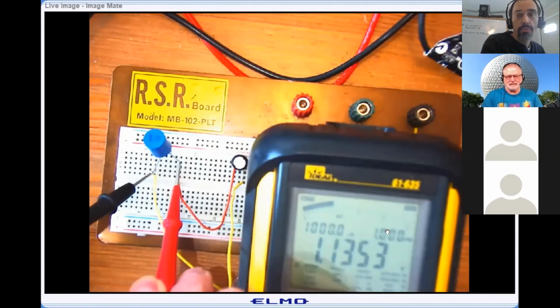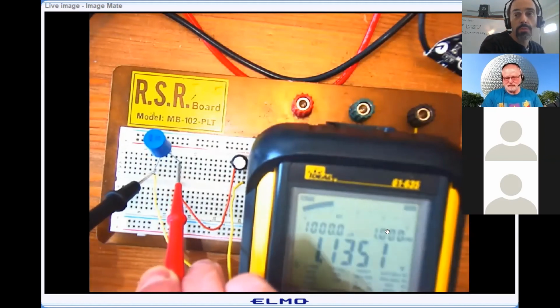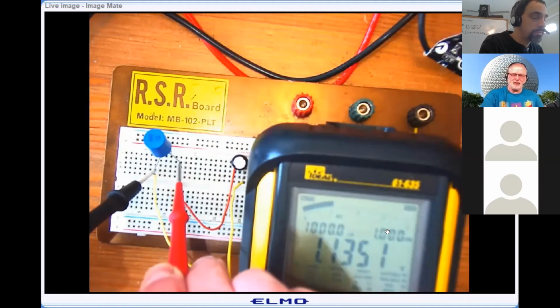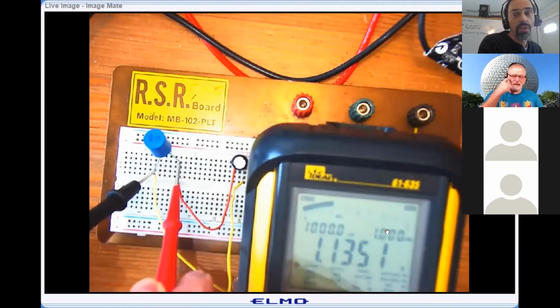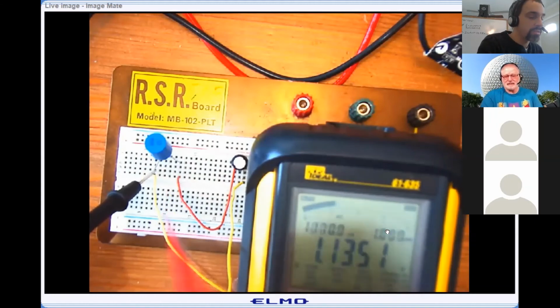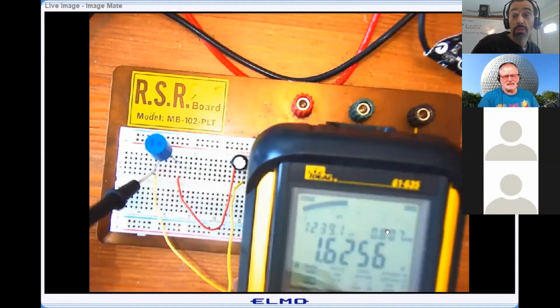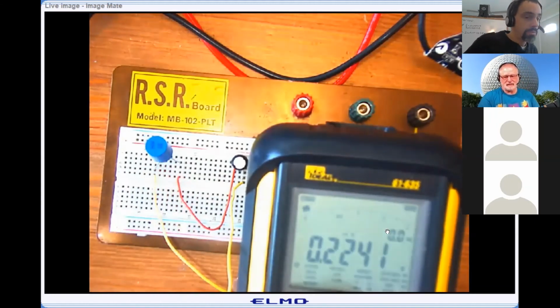And what do we have for our value for the first one? What was it again? 1.24. 1.24, so we're coming up 1.13. That means this inductor's off a little bit. It's not bad. Not bad at all. Okay. And let's get the second one.